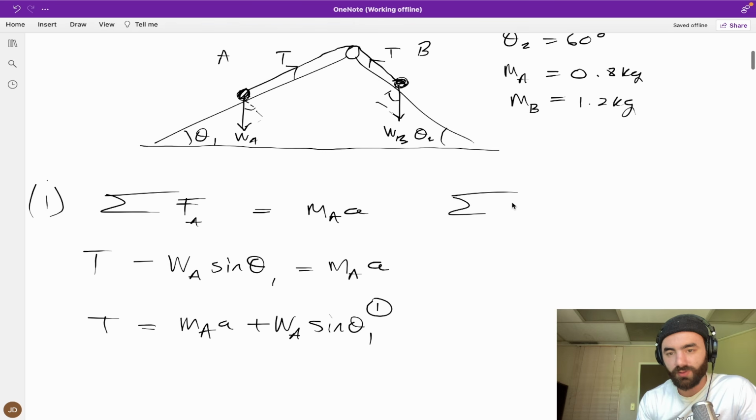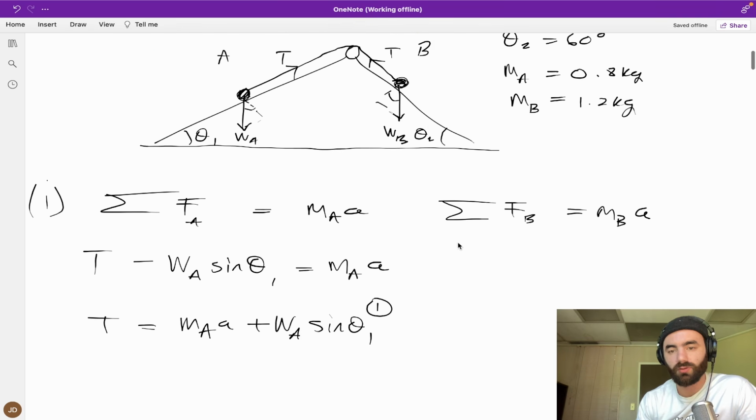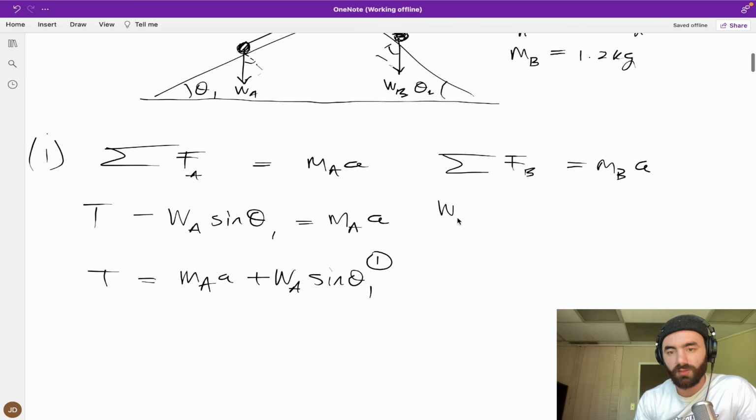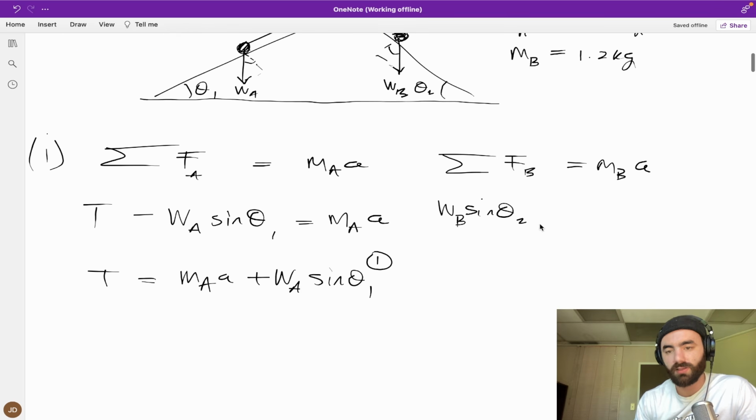The sum of the forces about particle B is going to equal the mass of B times the acceleration of the system, or the acceleration of B. Now B will be moving down, so it'll be the weight of B down the slope, WB sine theta 2, which is just this part here, minus the tension, equals the mass of B.